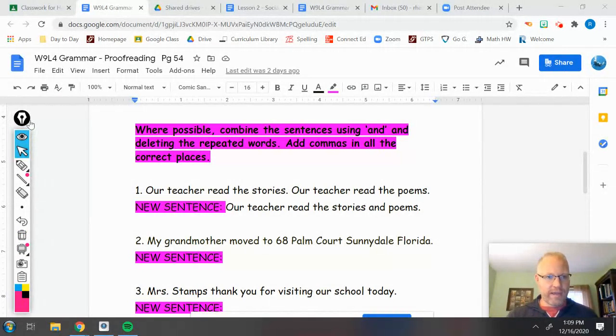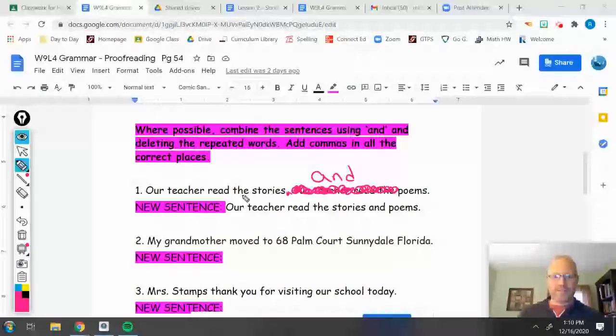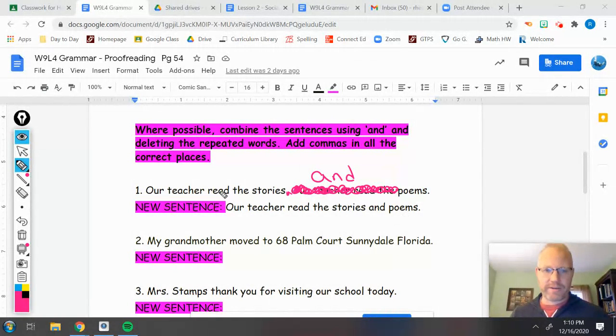All right, so we have our teacher reads the stories. Our teacher reads the poems, or read the stories and read the poems. So our teacher is repeated. So this hour goes away, this teacher goes away, read goes away, the goes away. They're all repeated words, so they go away. Then this period has to go away because we're going to add and. Our teacher read the stories and poems. You don't have to repeat the because it's already here. So the stories and poems. Our teacher read the stories and poems would be our final answer.